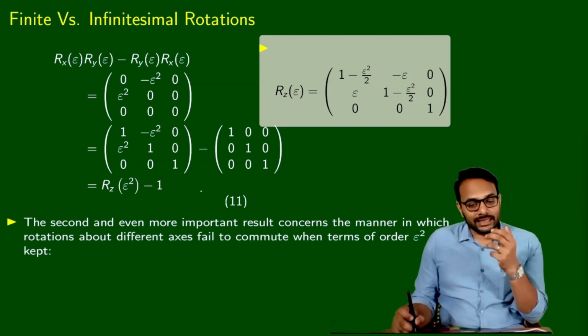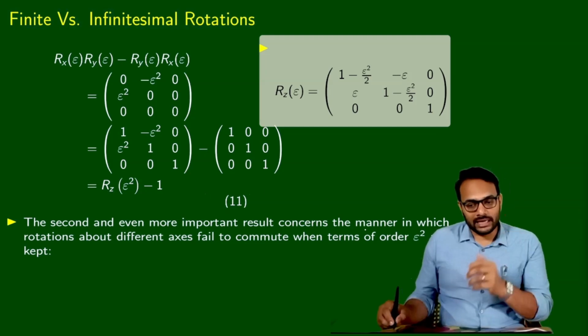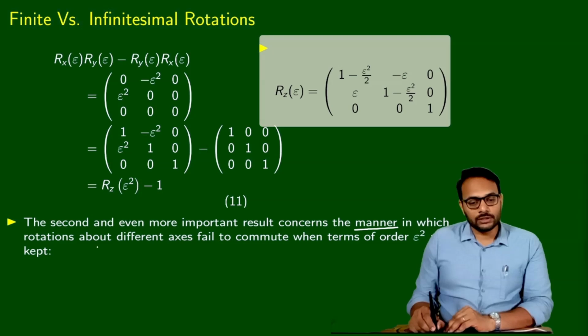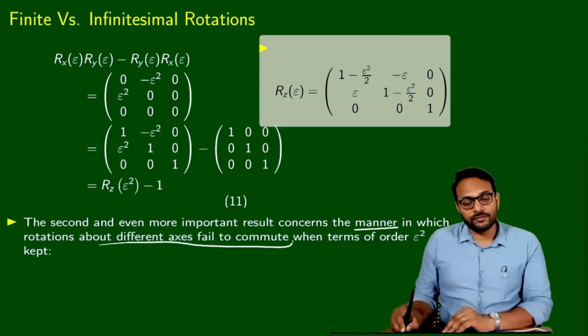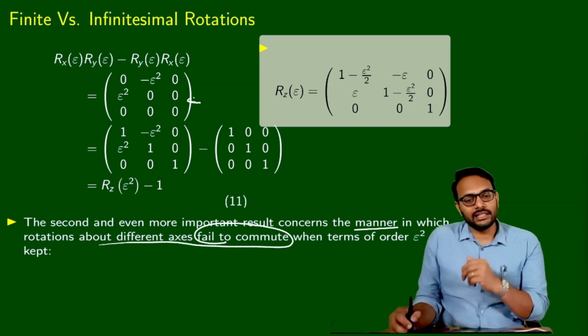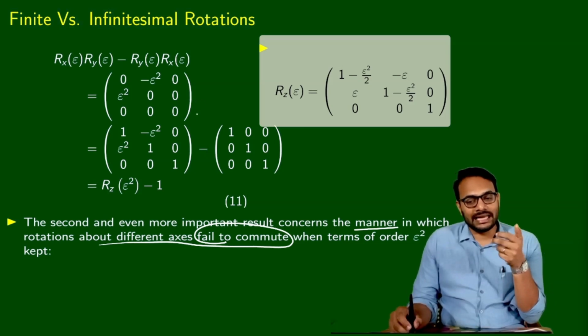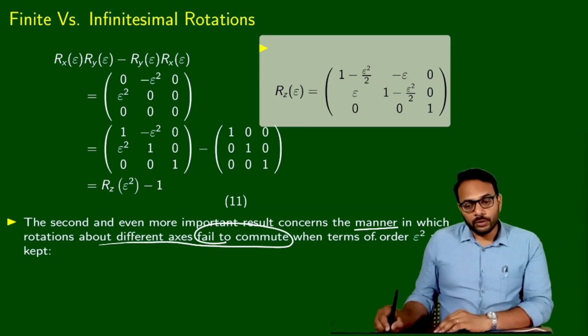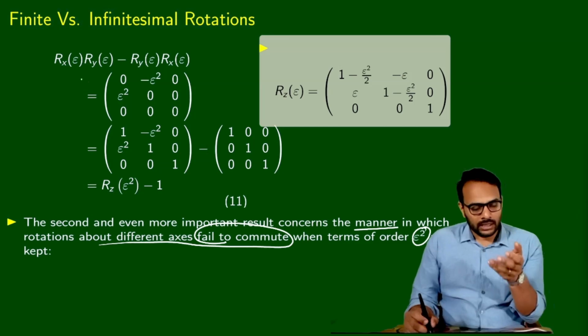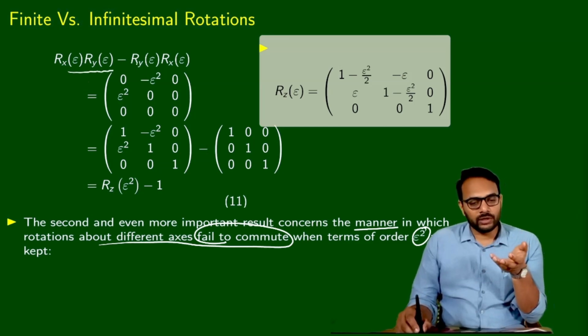The second and the important result that we have is the manner in which rotations about different axes fail to commute. This gives us the manner in which rotations about different axes fail to commute when terms of order epsilon square are kept. So let's look at this again. Rx of epsilon, Ry of epsilon minus Ry of epsilon, Rx of epsilon is this matrix.